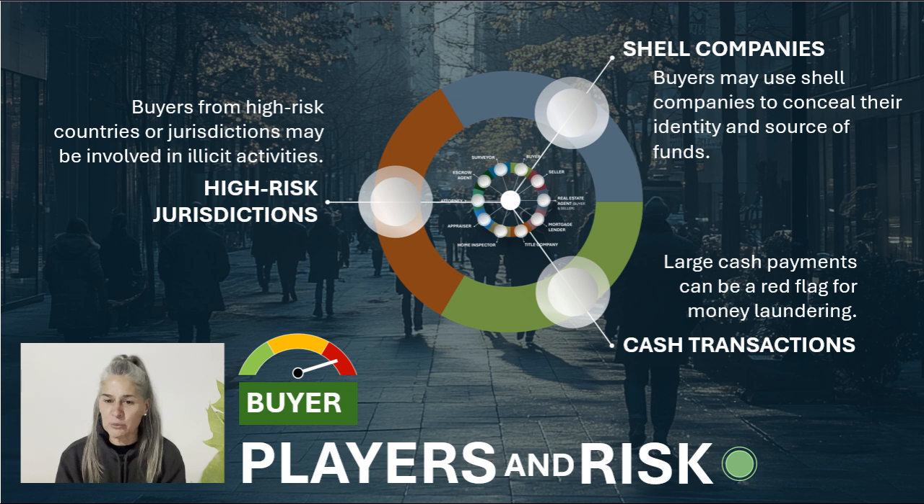Why would a buyer represent a high risk at this particular point? With high risk jurisdictions, buyers from high risk countries or jurisdictions may be involved in illicit activities. There may also be the use of shell companies, where buyers may use shell companies to conceal their identity and source of funds. There may be use of cash transactions, where large cash payments can be a red flag for money laundering.